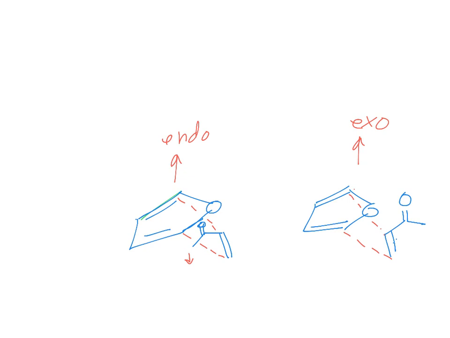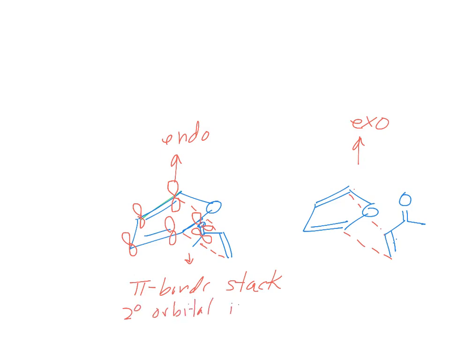So the reason the endo is favored is because, remember, these pi bonds have all these p orbitals here, right? And this ketone also has a pi bond. So what happens is that the pi bond for the electron withdrawing group and the pi bonds in the diene can kind of stack on top of each other. And they create an interaction which is more favorable than if that ketone is pointing away. Okay, so the pi bonds stack. It's called a secondary orbital interaction. Okay, and that can only happen in the transition state going to the endo product.